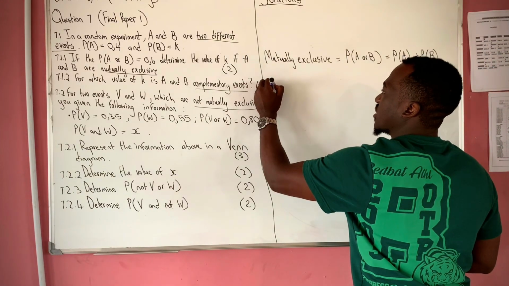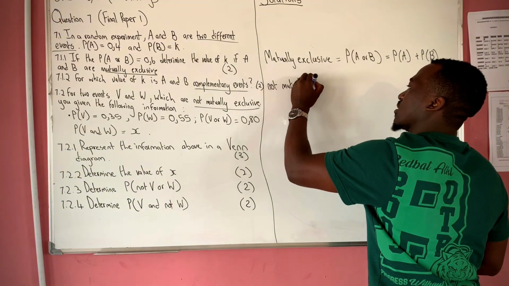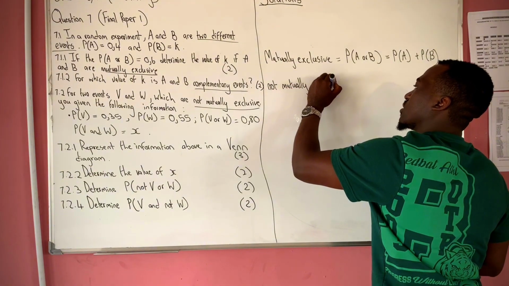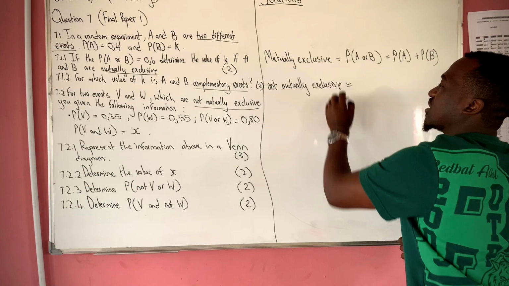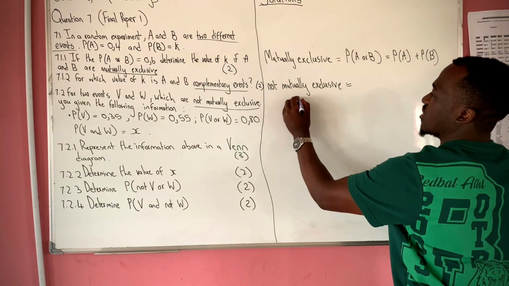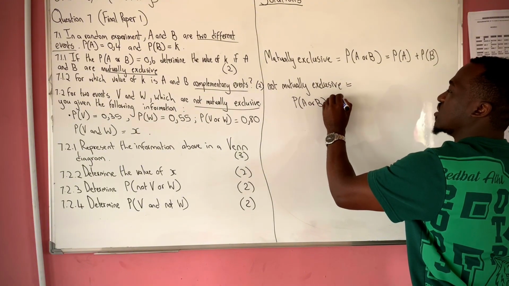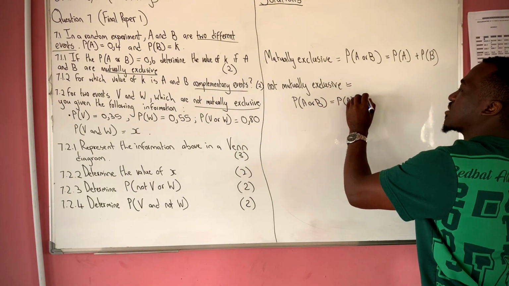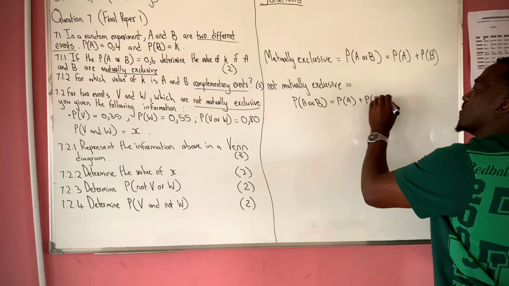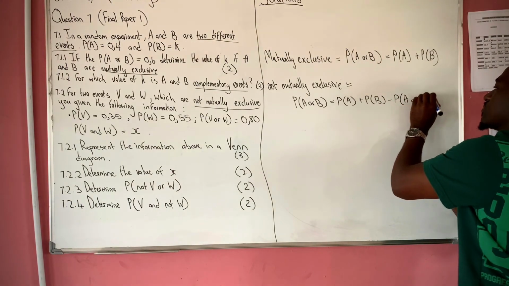Now, not mutually exclusive. What does not mutually exclusive mean? It simply says P of A or B is equal to P of A plus P of B minus P of A and B.